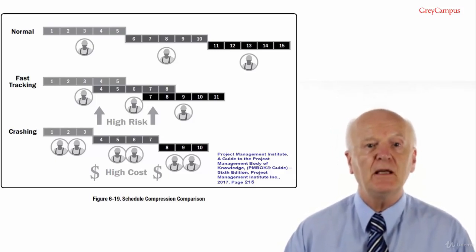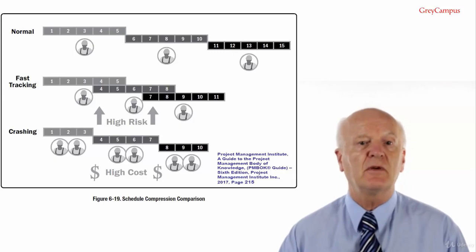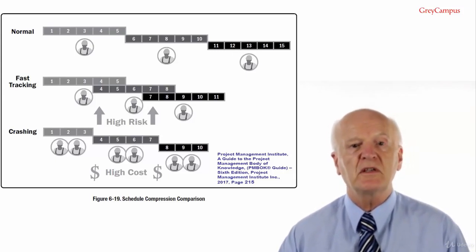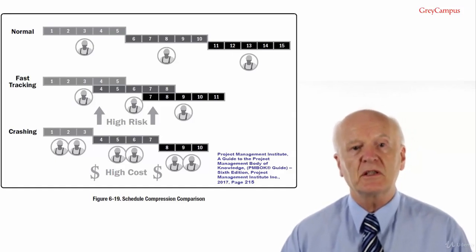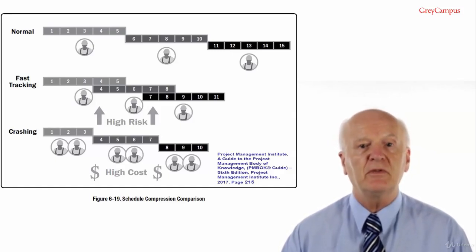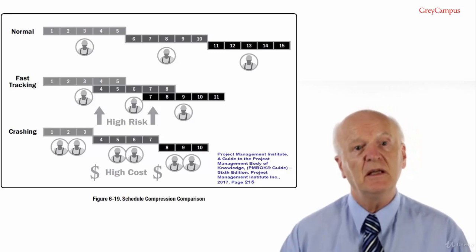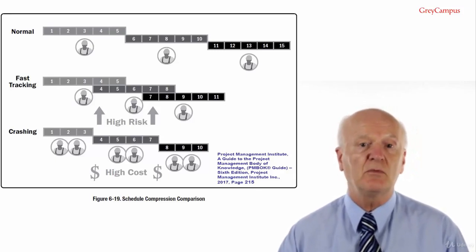Another way is to pay more to have activities on the critical path completed sooner. This may be achieved by using overtime or by outsourcing all or part of the activity or by using more experienced resources. But you need to do your research to ensure that crashing will actually work.